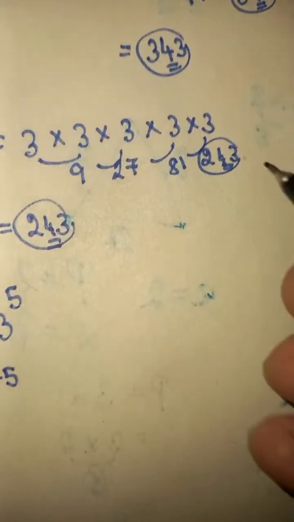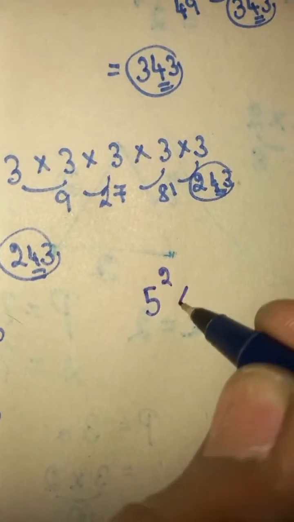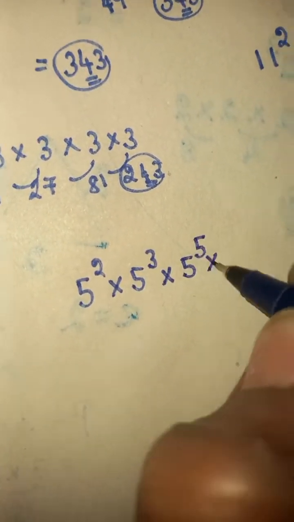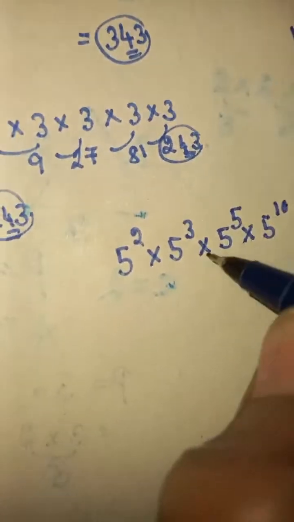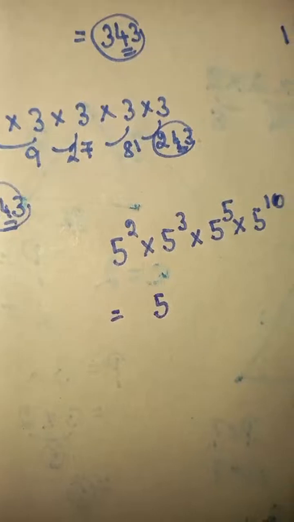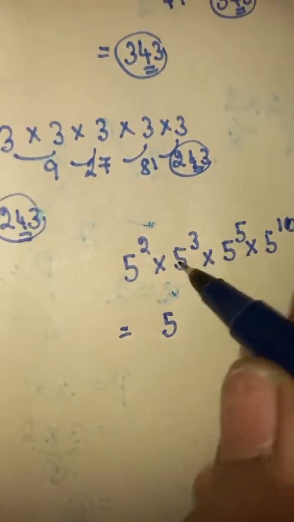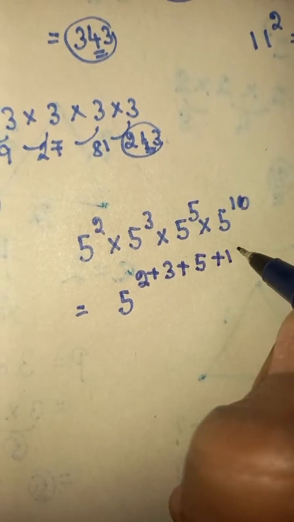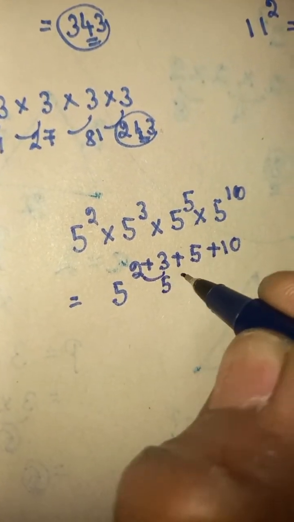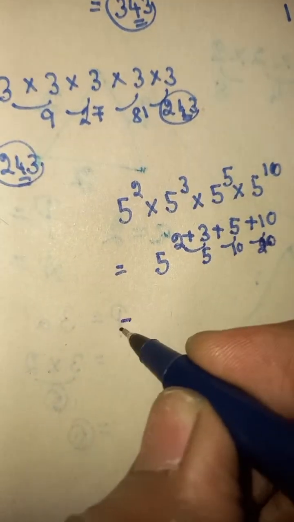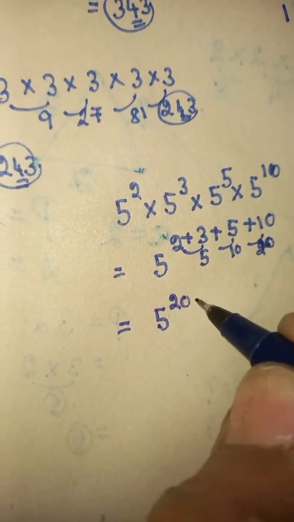Let's take one more problem. Here they are giving 5 square times 5 cube times 5 power of 5 times 5 power of 10. In all of them, take 5 as the common base and add up all those powers. You're going to get 2 plus 3 plus 5 plus 10. 2 plus 3 is 5. 5 plus 5 is 10. 10 plus 10 is 20. This becomes 5 power of 20.